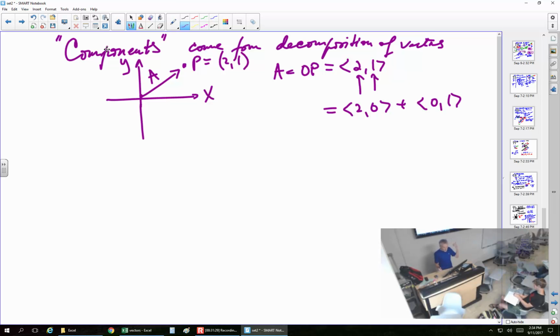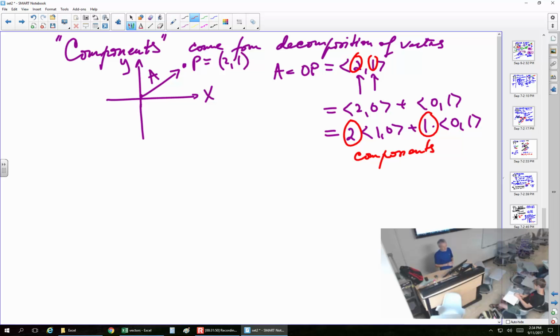But I could take it beyond that. I could factor 2 out: 2 times (1, 0) plus 1 times (0, 1). It looks strange maybe at first, but really these two numbers are our components. So these are the meaning of the components. They are how many (1, 0)s, that's the first one, and how many (0, 1)s.